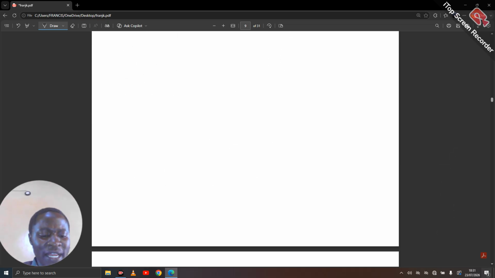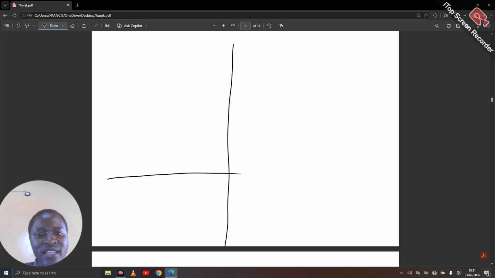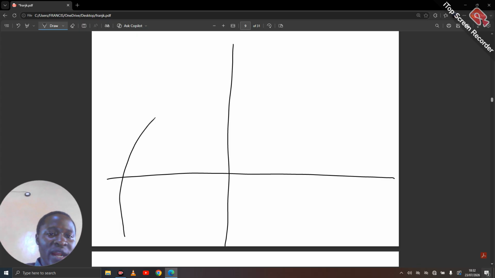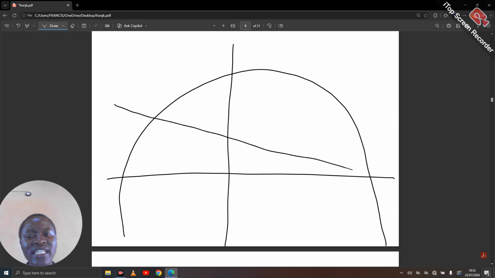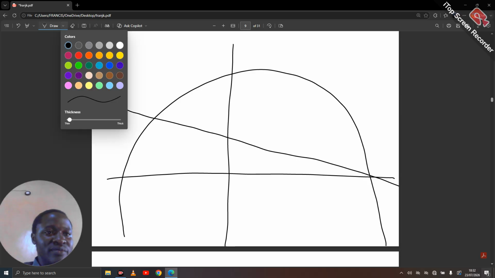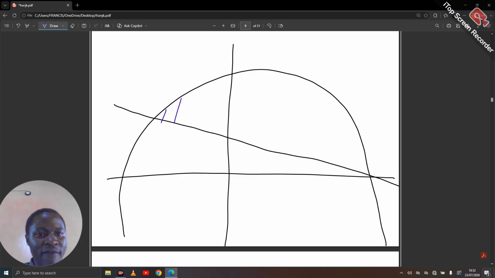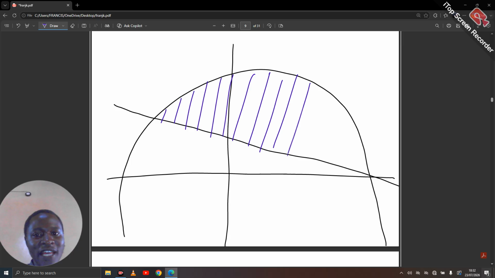Now, a Cartesian plane is drawn, something like this. Then there's a line cutting across that way. Then this part is shaded in green. We have this part shaded in this color green.